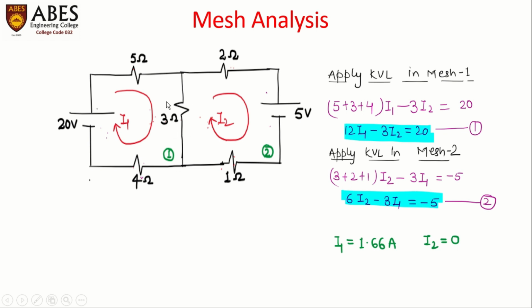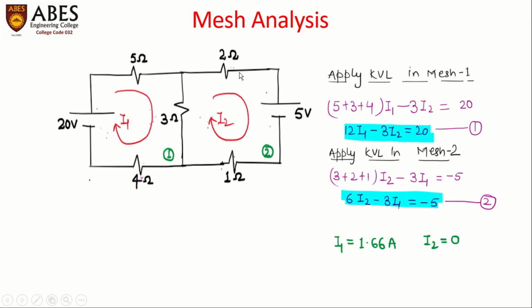The final current of the 3 ohm resistance is I1 minus I2, or you can say I2 minus I1. If you write I1 minus I2, it means the final current would be flowing from upward to downward direction. If you take the current as I2 minus I1 in the 3 ohm resistance, then the final current would flow from downward to upward direction. Now the final current of the 3 ohm resistance is I1 minus I2. It means that I2 already has 0 value. It means the final current in the 3 ohm resistance is 1.66 ampere.